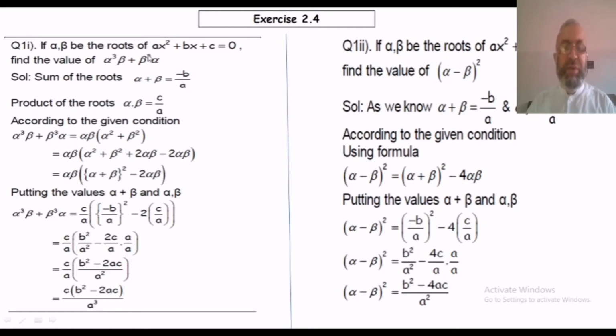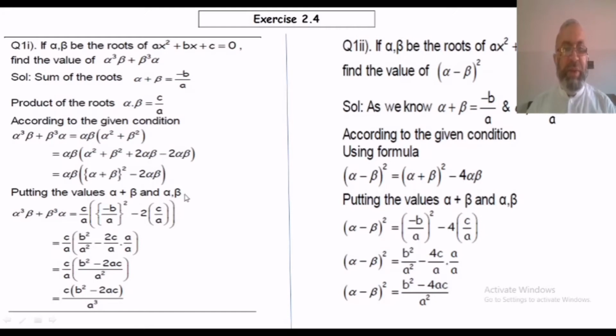Now, to find the value of the symmetric function alpha cube beta plus beta cube alpha, we change this symmetric function into sum and product. First of all, look at this expression. Alpha beta is common, so by taking alpha beta common we get alpha square plus beta square. Now change this alpha square plus beta square again into sum and product. So alpha beta into, by adding 2 alpha beta and subtracting 2 alpha beta, from the first three terms we get alpha plus beta whole square minus 2 alpha beta. This changes into sum and product.